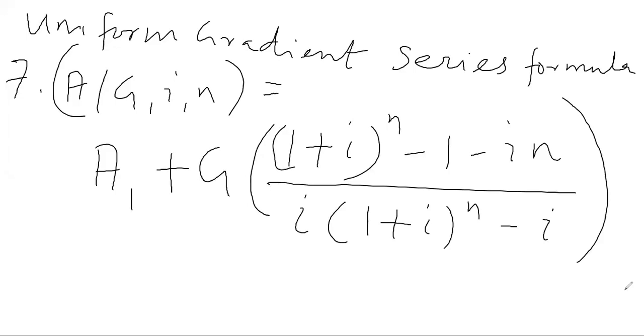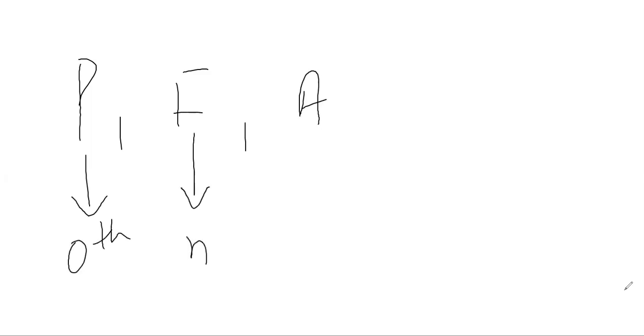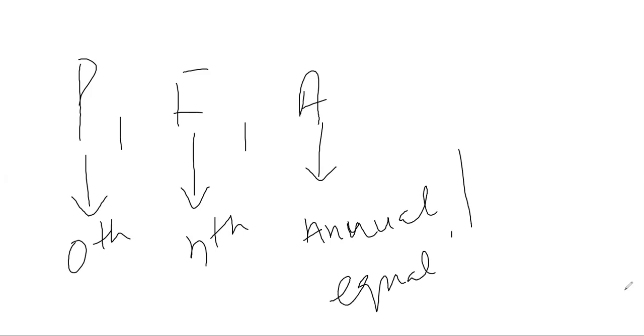As I've already said, you have only 3 variables, P, F and A. Base year is 0th year, the other is the nth year, and A is your annual or future amount that is equal and recurring. It may not be annual also, it may be monthly also. But the thing is it is equal and recurring. So see your third question. Let me see how fast you identify.